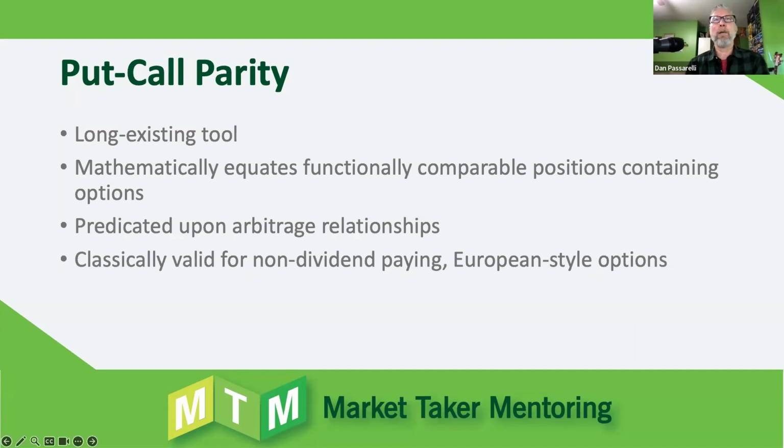So options that do function in a comparable way, specifically options in the same expiration that have the same strike, which I will refer to as the put call pair, because they're the pair of a call and a put in the same expiration, same strike. We can equate them in a number of different ways using put call parity and transforming them into what we call synthetics. Now, this is all predicated on arbitrage relationships.